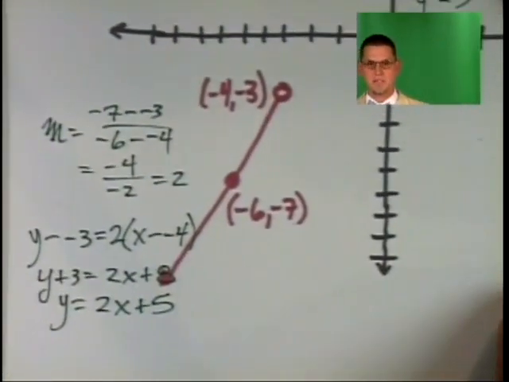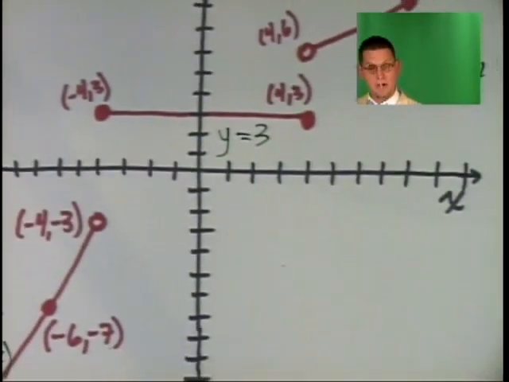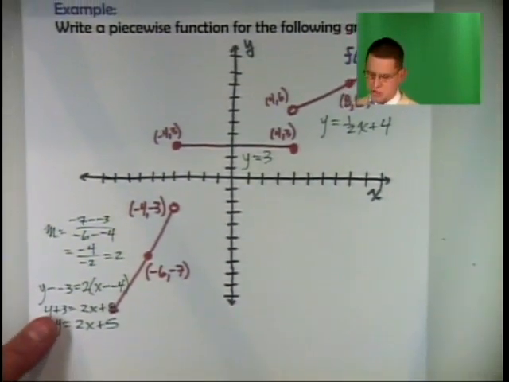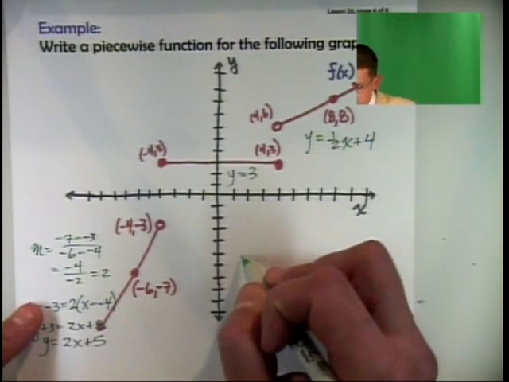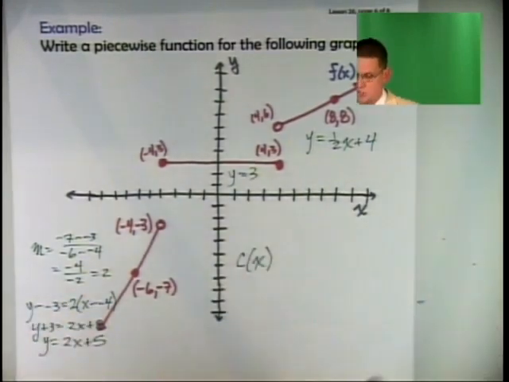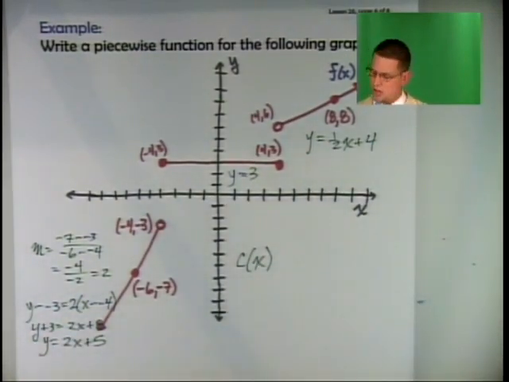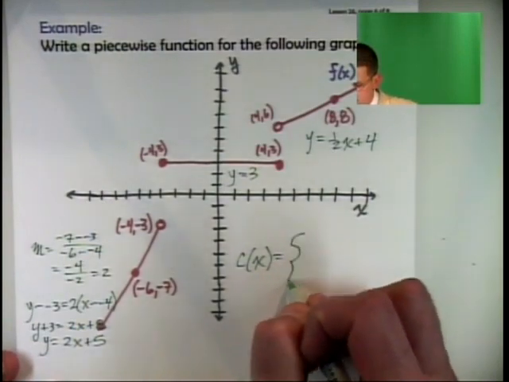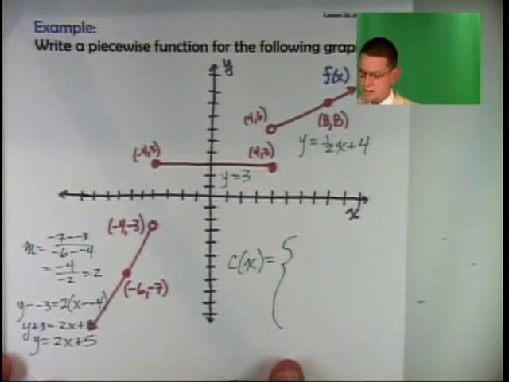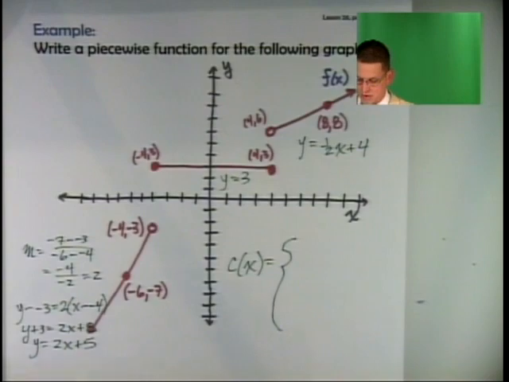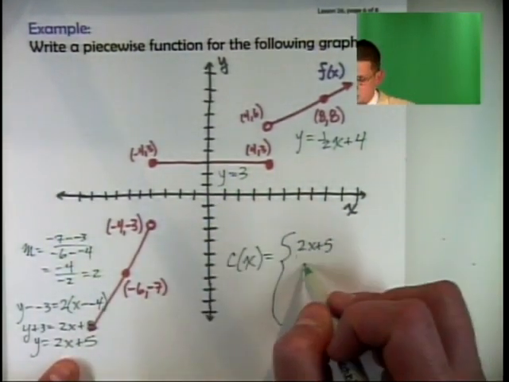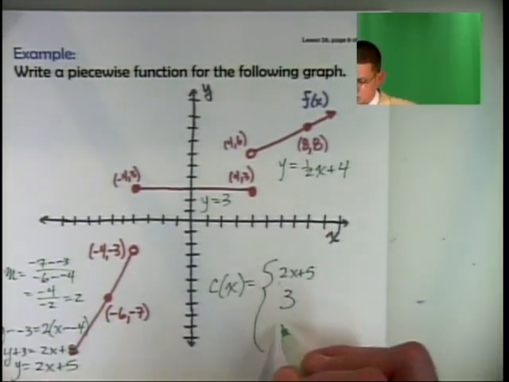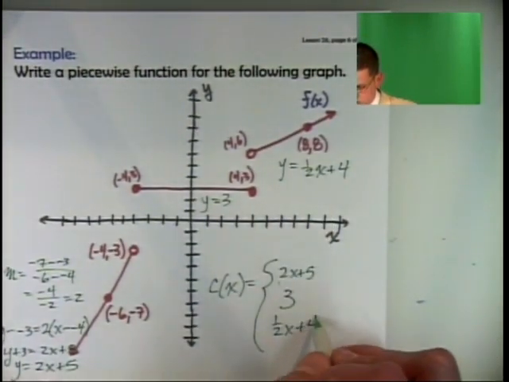Now that we have all three pieces, we can put them together. And here's how we're going to do that. We have to give this function a name. Piecewise function, or centaur. Let's call it the centaur function, so maybe c of x. You can get creative with your names if it doesn't tell you to call it f of x. Well, I'm going to put that fancy brace right there. And I like to list my functions from left to right. So my first piece was 2x plus 5. My next piece was the constant 3. And my final piece was 1/2 x plus 4.